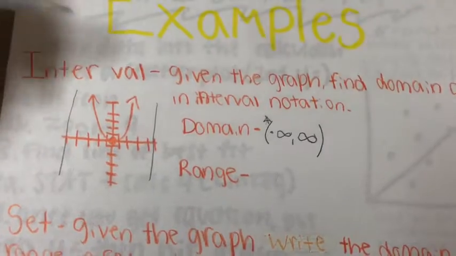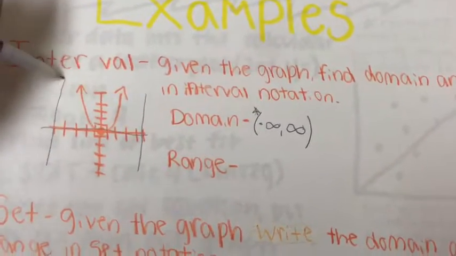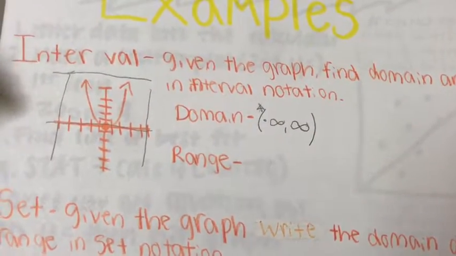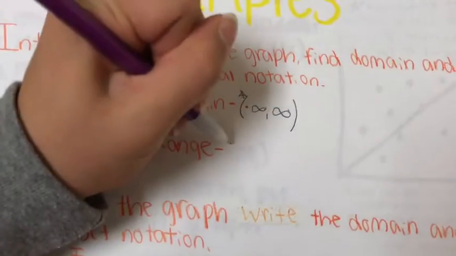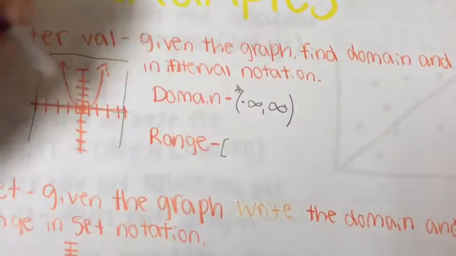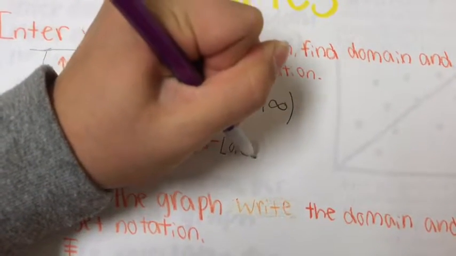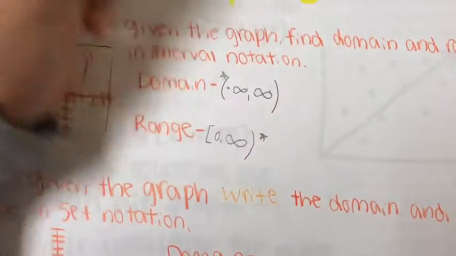Our range is going to be all of our points that start here and go up. Also, since we have arrows, it just keeps going. So our range is going to be a bracket because 0 is included, 0 all the way to positive infinity. And remember, when we use infinity, we always want to have a parentheses.